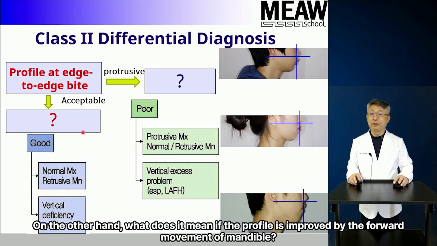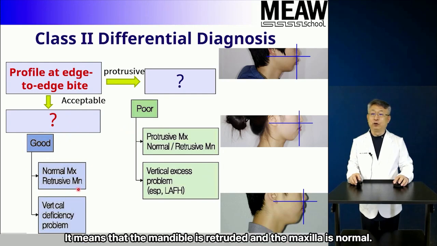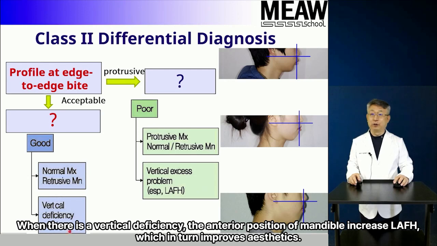On the other hand, what does it mean if the profile is improved by the forward movement of mandible? It means that the mandible is retruded and the maxilla is normal. When there is a vertical deficiency, the anterior position of mandible increases LAFH, which in turn improves aesthetics.